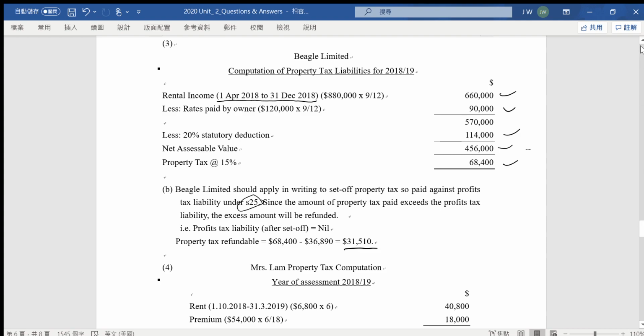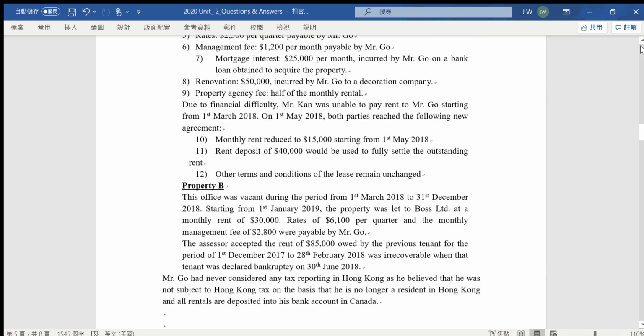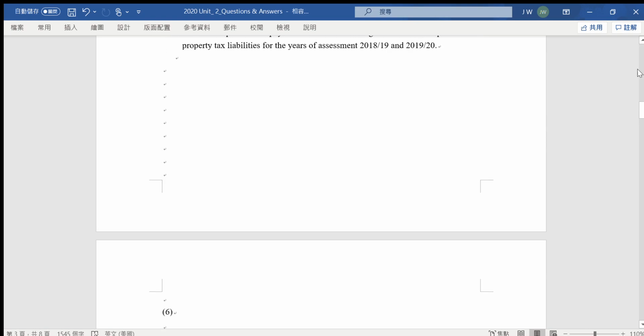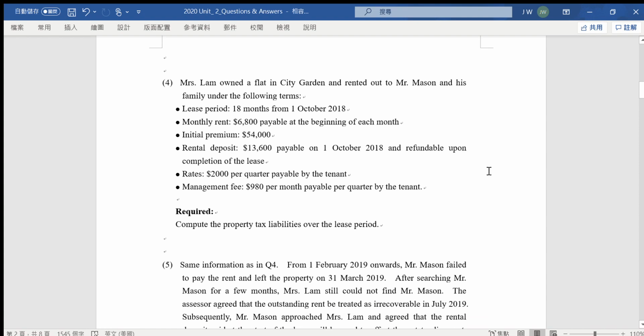Okay, then question 4. The question 4, all of you have done on this question, right? Okay, I assume you are familiar with this. By looking at question 4, Mrs. Lam owned a flat in City Garden and rented it out to Mr. Marsden and his family under the following terms.